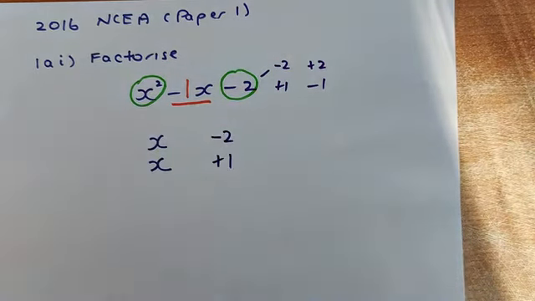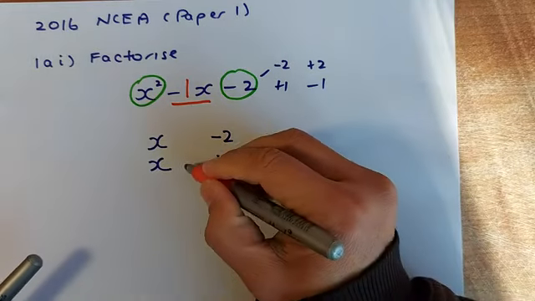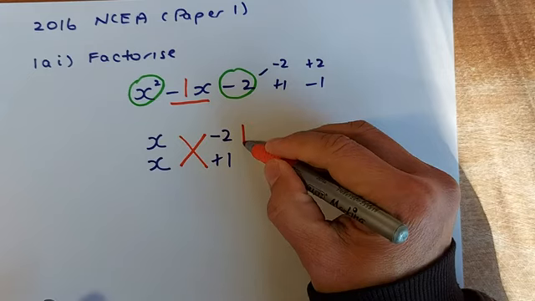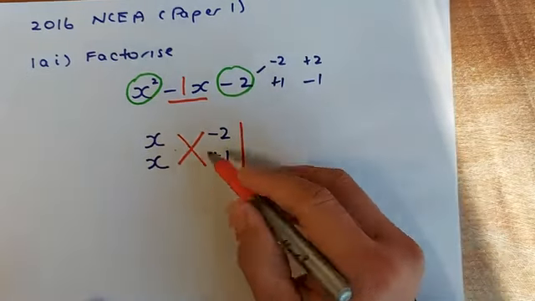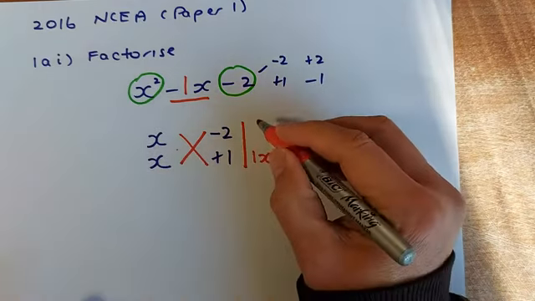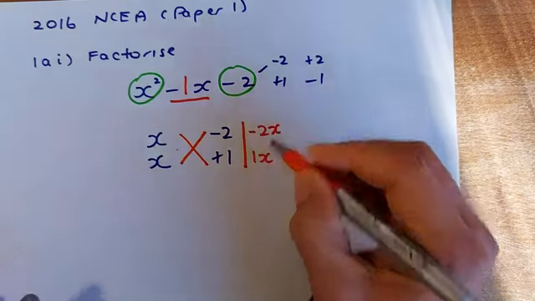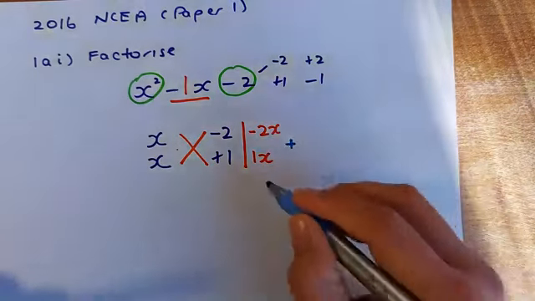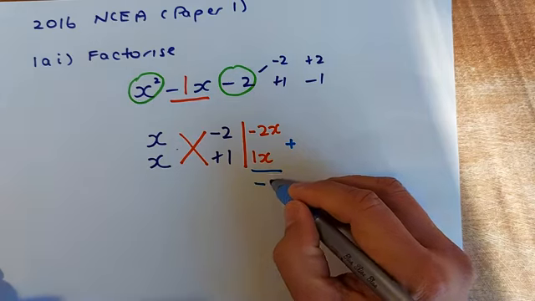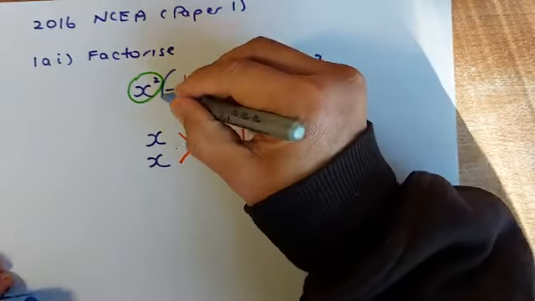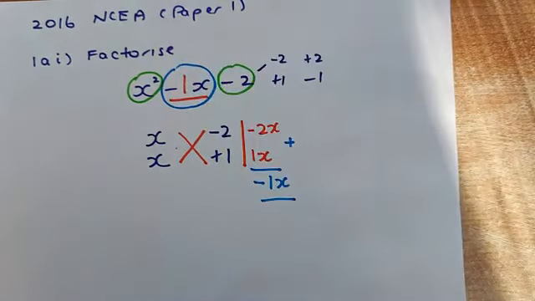Now the next step, if you remember, we are going to cross multiply. When we cross multiply, we're going to get the answer. So x multiplied by 1 is going to be 1x. x multiplied by -2 is going to be -2x. And the last step is to add the 2 numbers on the right. -2x plus 1x gives you -1x. So if this number is the same as that number, then we got the answer.